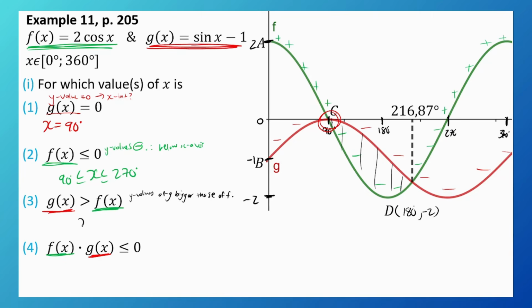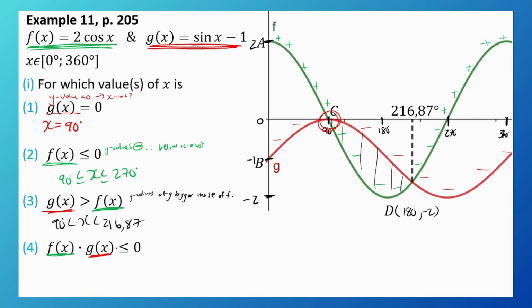So it's for all the x values in between 90, the one point of interception, and the other point of interception they gave us there. But we do not put equal because there was no equal sign there. And then again after this, the f graph has bigger y values.